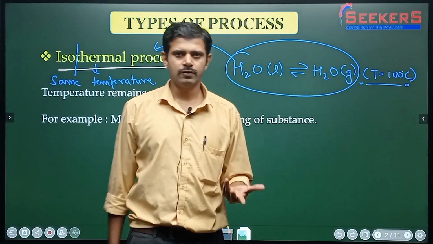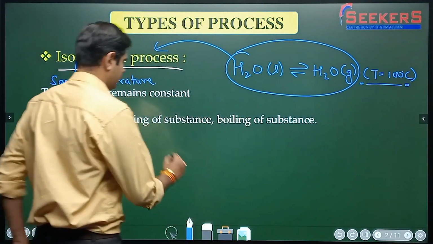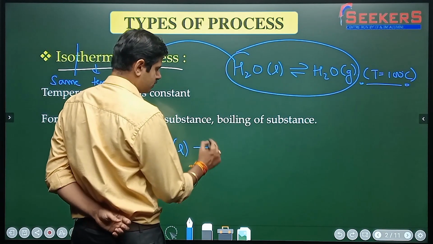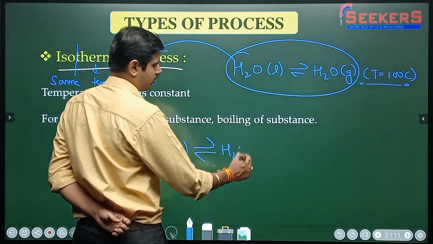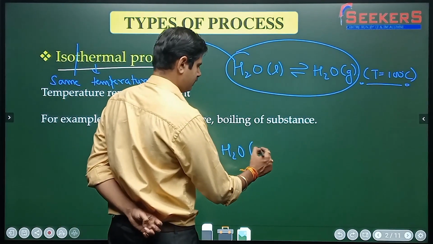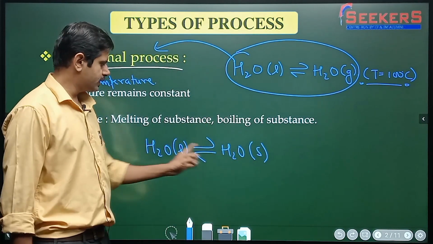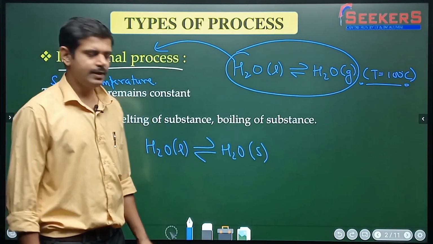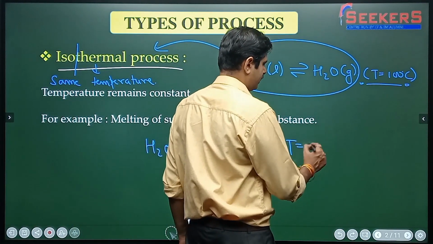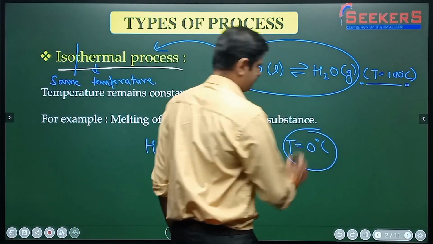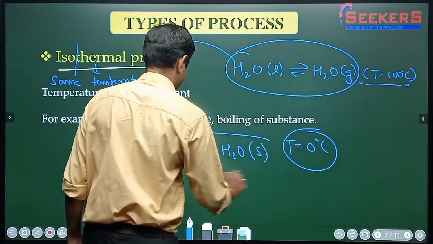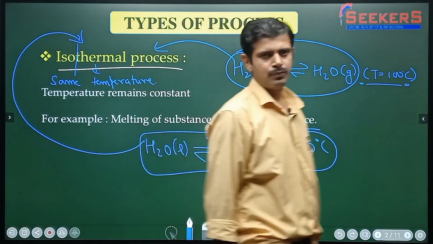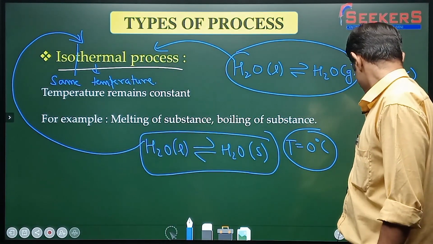Same for the freezing of water. Freezing of water, what will happen here? We have water which is in a liquid form. Now this will freeze into water which is in a solid form. This freezing of water, the equilibrium between water in a liquid phase and ice, happens only and only at a temperature of 0 degree Celsius. So this process is also called isothermal. Is this clear?